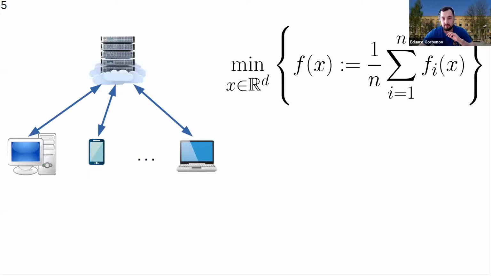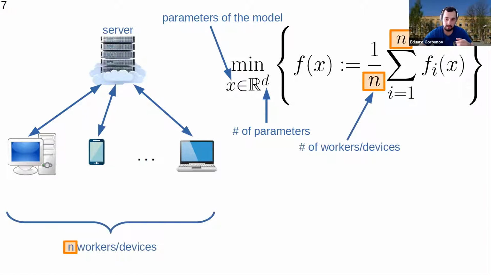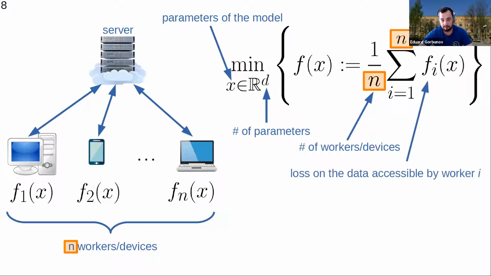Okay, so let me first introduce the problem. We consider a distributed optimization problem. We want to minimize some function f, which is a finite sum, or average, of n functions. Here x is the parameters of the model, d is the number of parameters, and n stands for the number of workers or devices. Each device has access to its own data and can construct a local loss function f_i(x). And these functions can be arbitrarily heterogeneous. So in this talk, we will not assume anything about homogeneity of the data that devices have.